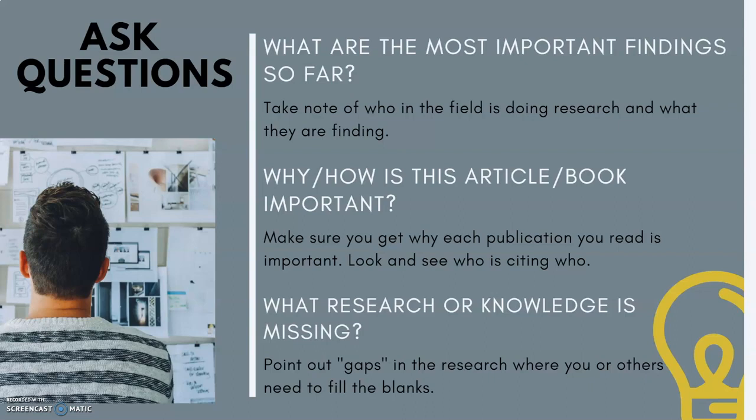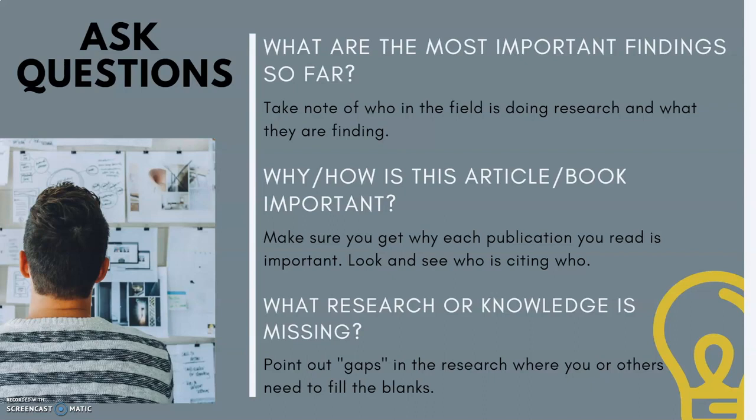It's also good to look and see who is citing who within the field. If there's an article that's been cited 80 times, that article might be a bigger, more important article than one that's been cited 2 times, or that just might mean that the one that's been cited 2 times is more narrow in scope, but it's good to pay attention to those things.